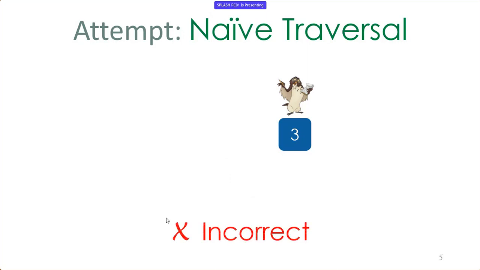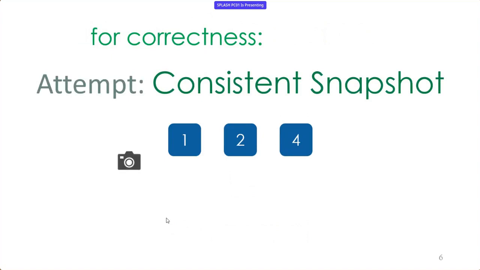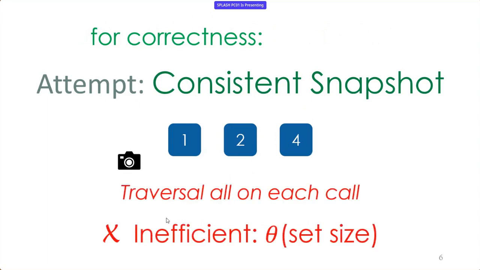All right, so let's try something else. For actually obtaining the correct size, let's take a consistent snapshot of the set and count the number of elements in this snapshot. Now there exist solutions in the literature for taking a consistent snapshot of a data structure, although there are concurrent update operations. So we can use one of the existing solutions and count the elements, and then we can obtain the correct size. But the problem here is that these solutions are not efficient, because each time the size operation is called, it will need to traverse all the elements in the set and count them. So we want to do something better than this, and not traverse all of the set.